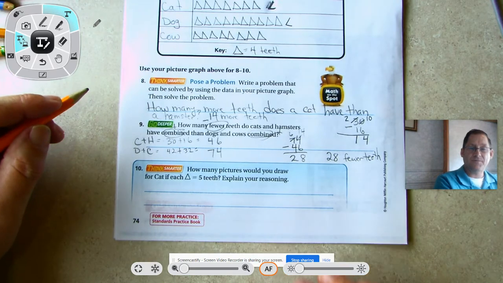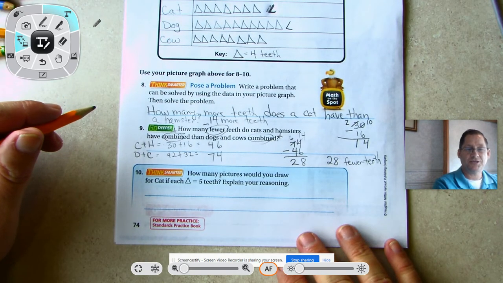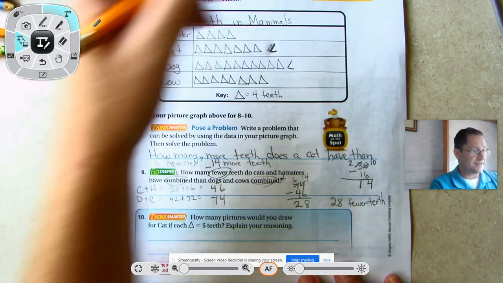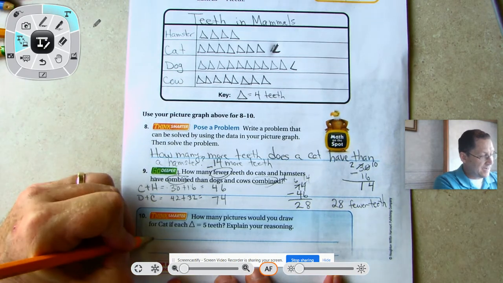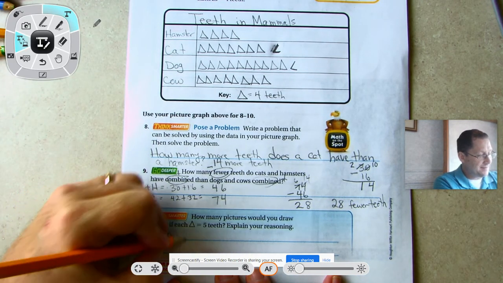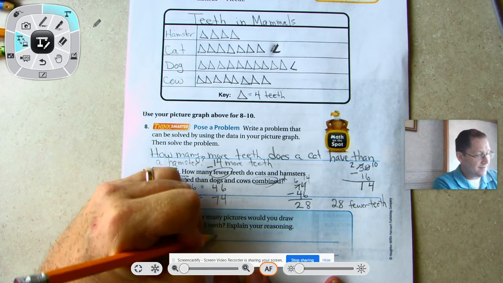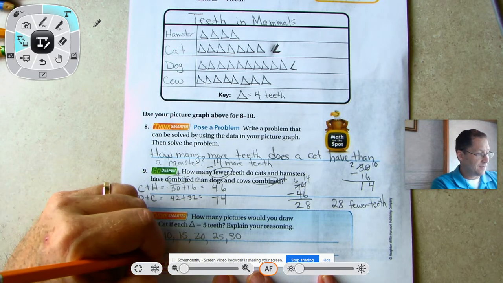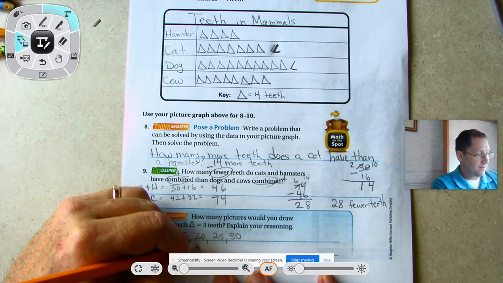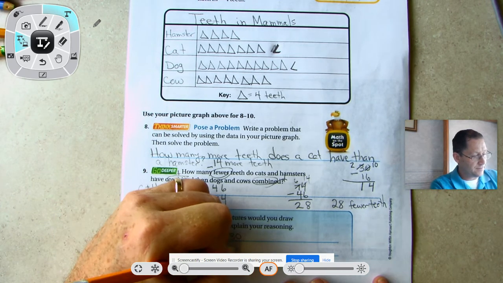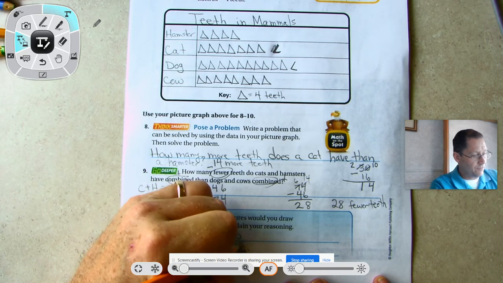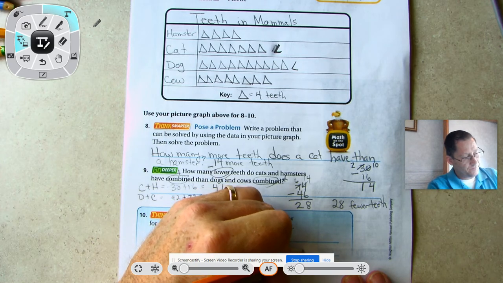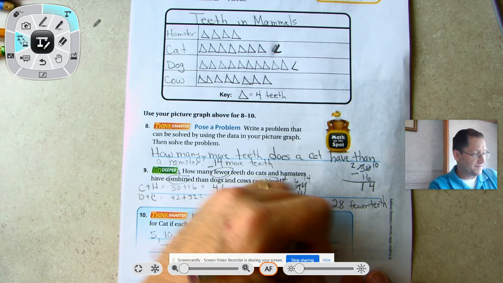And last, how many pictures would you draw for a cat if each triangle was 5 teeth? Explain your reasoning. So when we look at the table, we see that the cat is 30. So let's count by 5s. 5, 10, 15, 20, 25, 30. 1, 2, 3, 4, 5, 6. I would draw 6 symbols because I counted 6 5s.